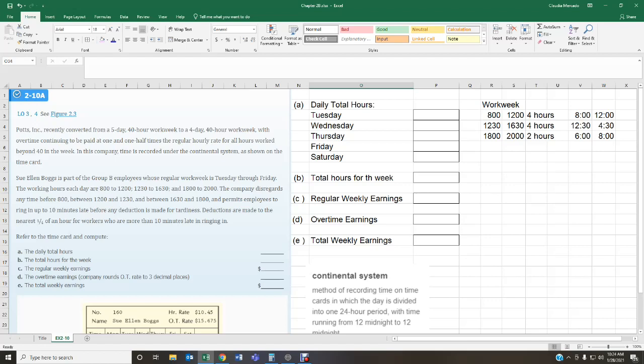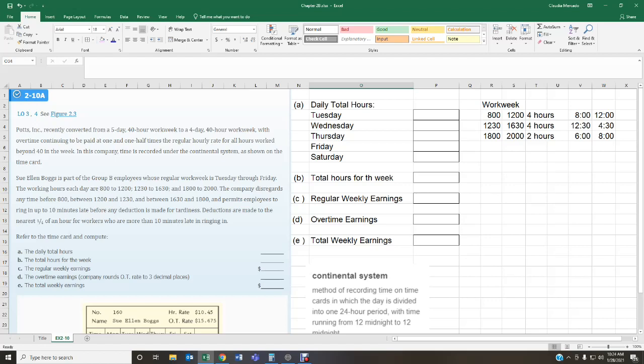Sue Ellen Boggs is part of the Group B employees whose regular work week is Tuesday through Friday. The working hours each day are from 8 to 12, from 12:30 to 16:30, and from 18 to 20 hours. The company disregards any time before 8 a.m., between 12 and 12:30, and between 16:30 and 1800, and permits employees to ring in up to 10 minutes late before any deduction is made for tardiness.